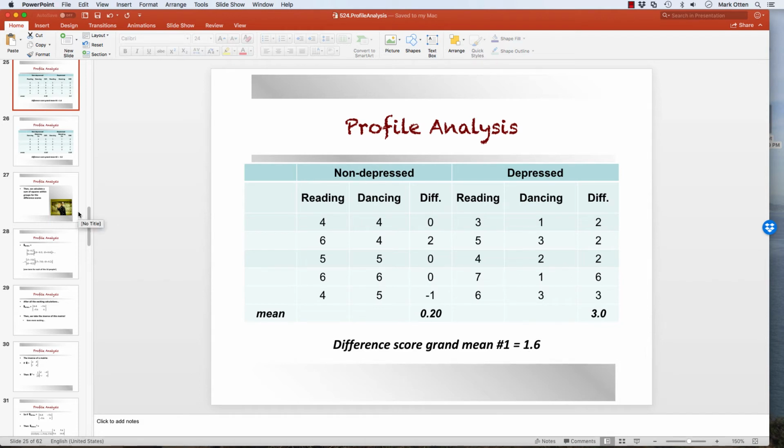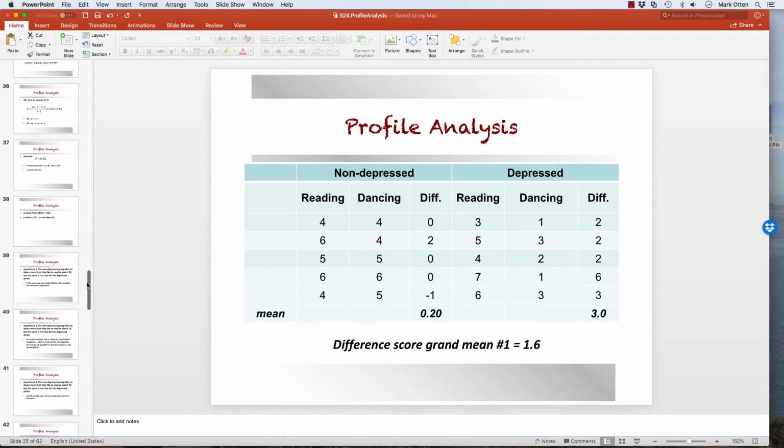So this is a sum of squares between, right? We're looking at group mean minus grand mean, and so that's what this is. The non-depressed group on the reading dancing comparison, 0.2 is the mean, and the difference score grand mean for reading minus dancing is 1.6. So what that is implying is that the non-depressed group is not showing much of a difference, right? 0.2 on reading and dancing, and then we see that the depressed group is showing a pretty big difference, 3.0, in that they seem to prefer reading over dancing.